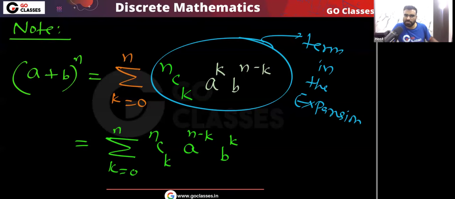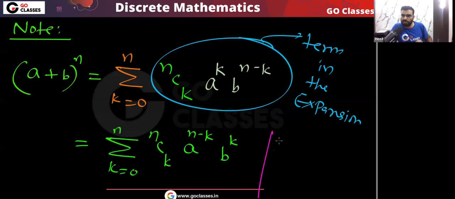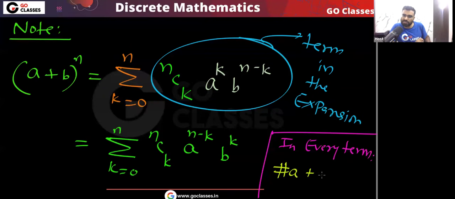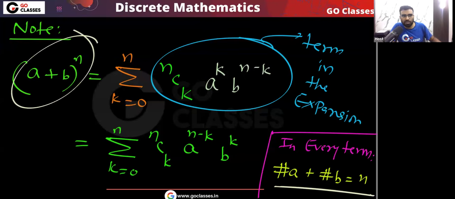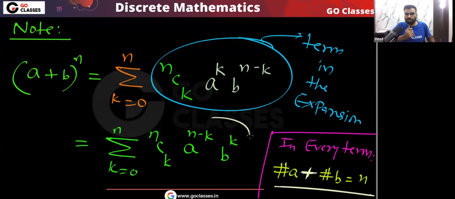nCr is equal to nC(n minus r). So both are fine. But the important point is that the power of a plus the power of b should be equal to n. Yes or no? In every term, the power of a plus the power of b should be equal to n, because from these n factors, some of them will give you a and the remaining will give you b. Remember that the number of a plus the number of b in every term should be equal to n. Here you can see the power of a plus the power of b is n.